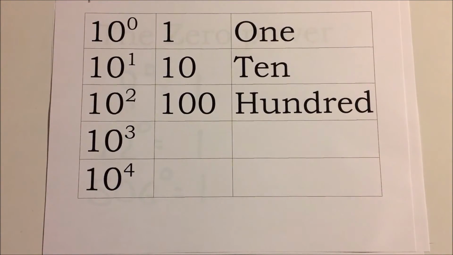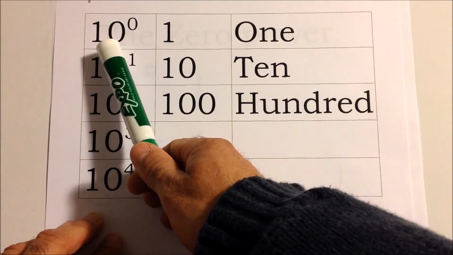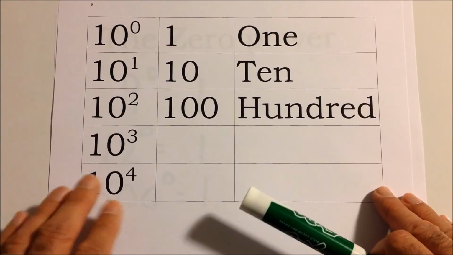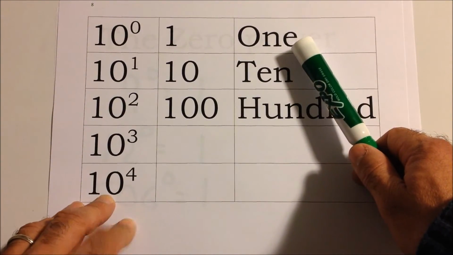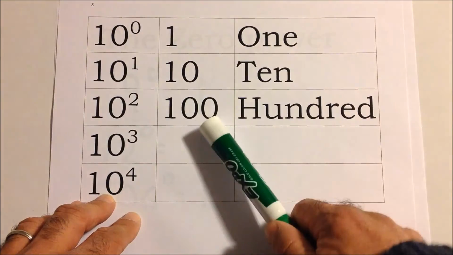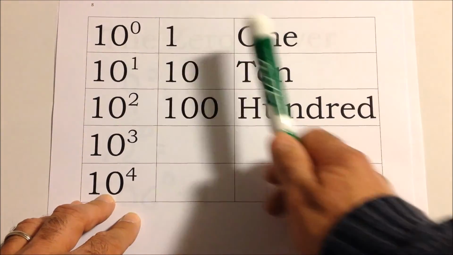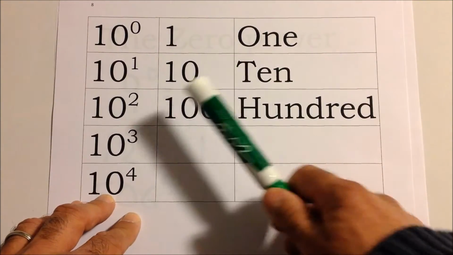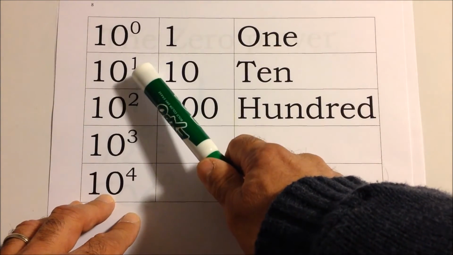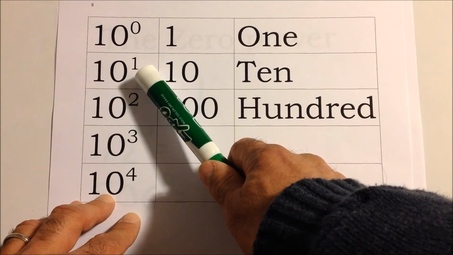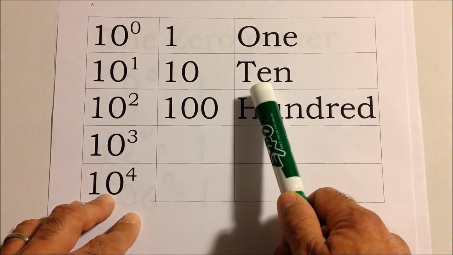So let's look at this. This is in exponential form, right? And this is in word form. And this is in standard form. 10 to the 0 power, any number to the 0 power is 1, and in word form it's 1. 10 to the first power, the exponent tells you we should have 1 zero. Well, there's 1 zero. It's 10.